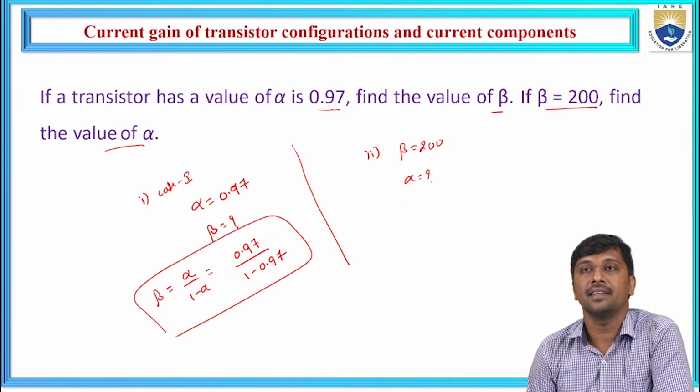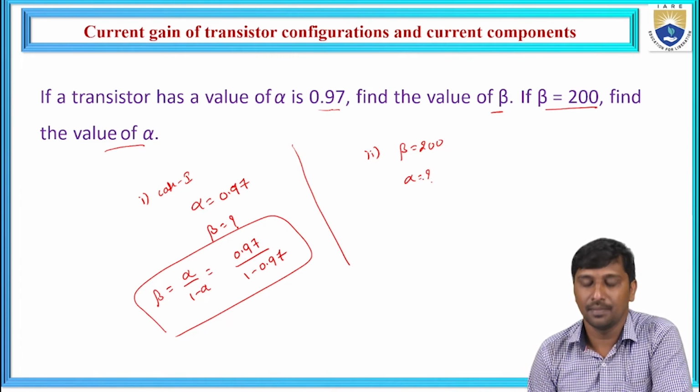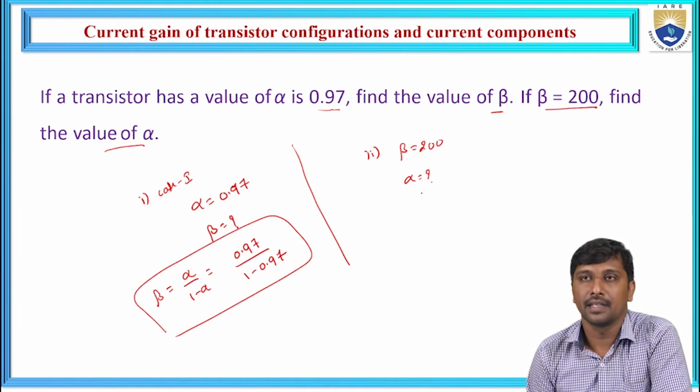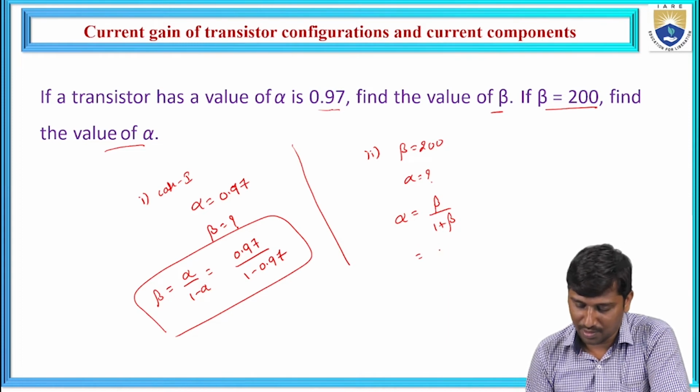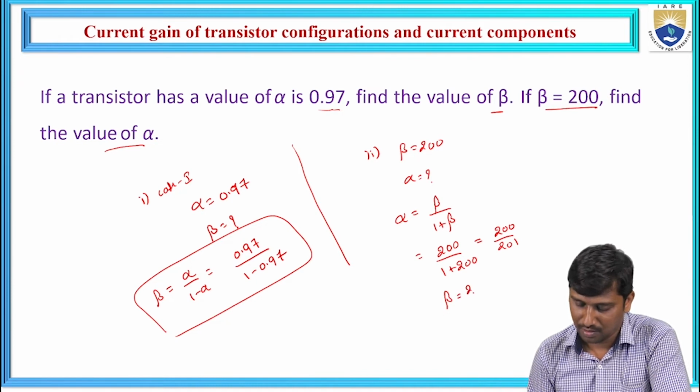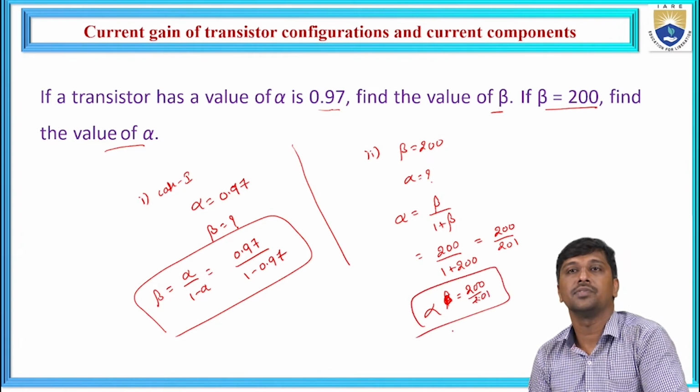Similarly, in the second case, beta is 200, and we need to calculate the alpha value. So how to identify the alpha? We need to express alpha in terms of beta. So alpha is equal to beta by 1 plus beta. The beta value is 200, and this is 1 plus 200, means 200 by 201. So alpha is equal to 200 by 201. That ratio gives the alpha value.